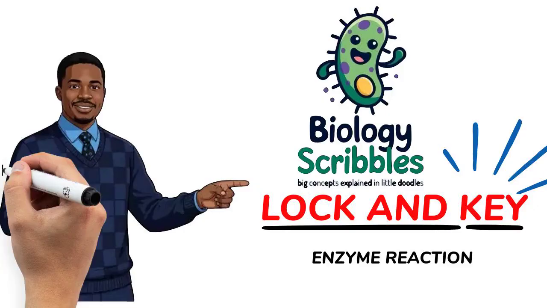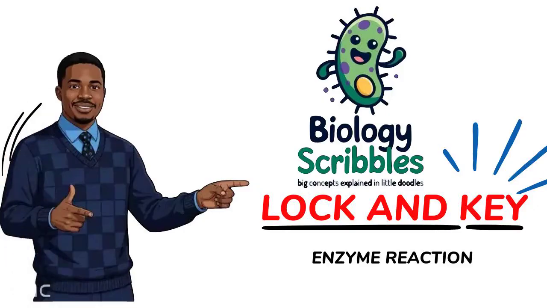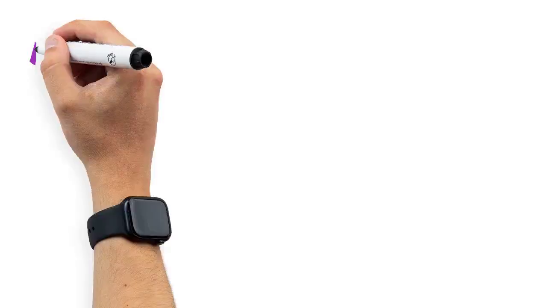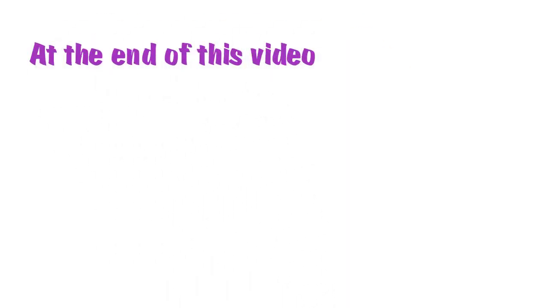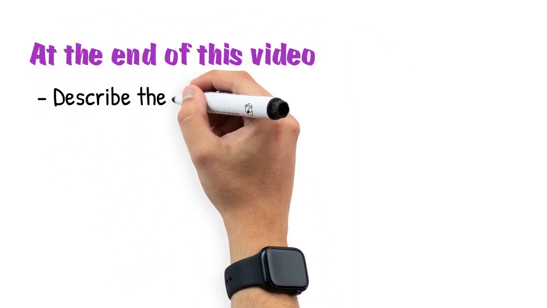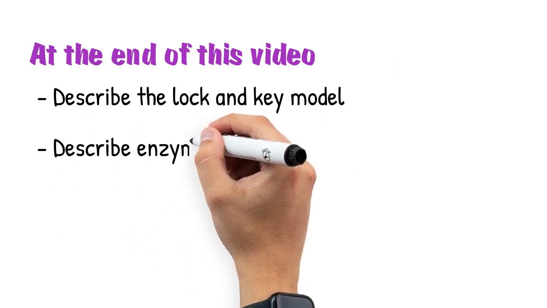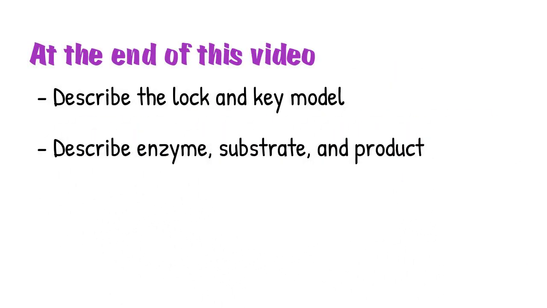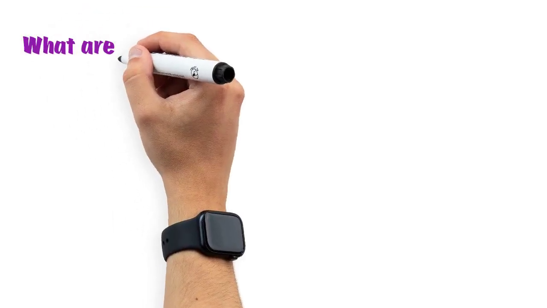Today, we're zooming into the lock and key reaction in enzymes for IGCSE and GCSE Biology. At the end of this video, you will be able to describe the lock and key model, and describe enzyme, substrate, and product. Get your pen and paper. Let's dive in. So, what are enzymes?